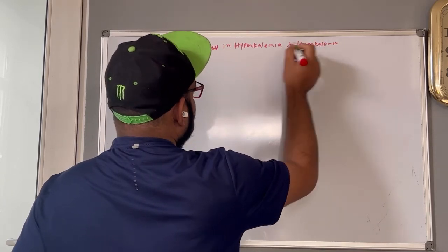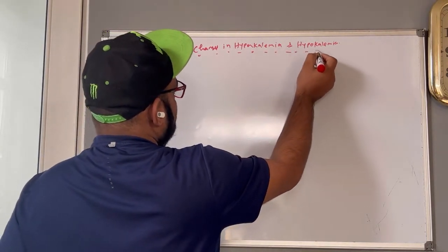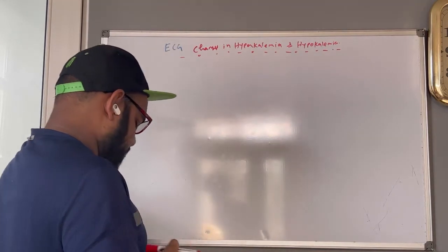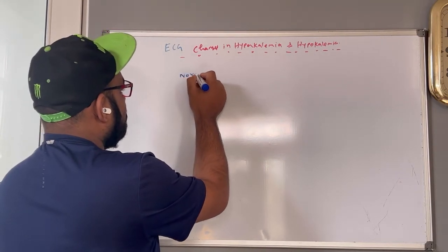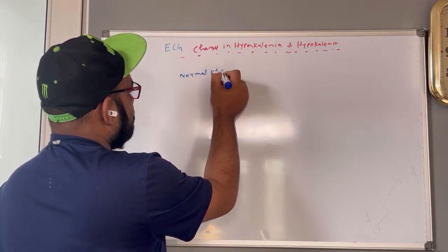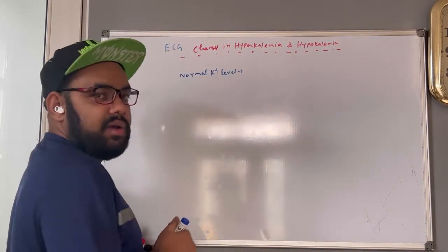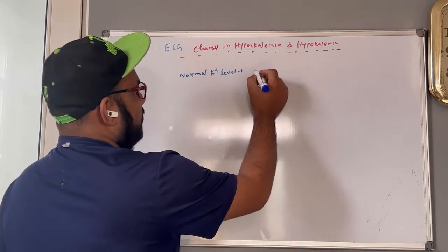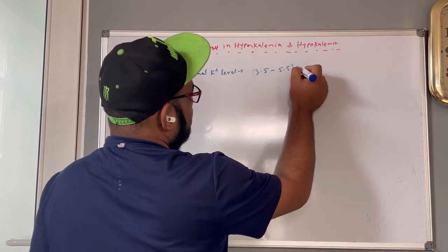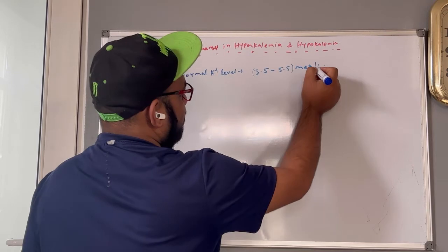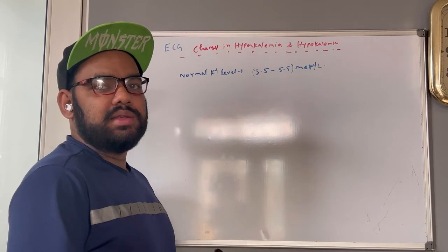First of all, we need to know what is the normal potassium level. The normal potassium level is around 3.5 to 5.5 milliequivalent per liter. I'm writing it over here, 3.5 to 5.5 milliequivalent per liter. Now if we get values more than 5.5, it will be regarded as hyperkalemia.